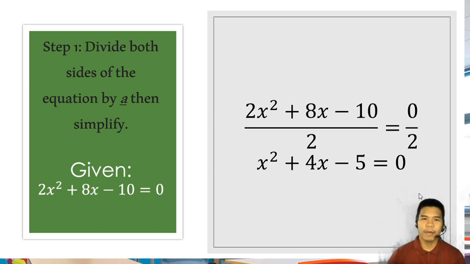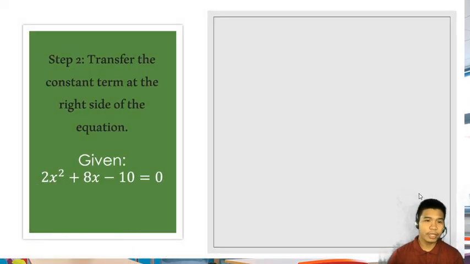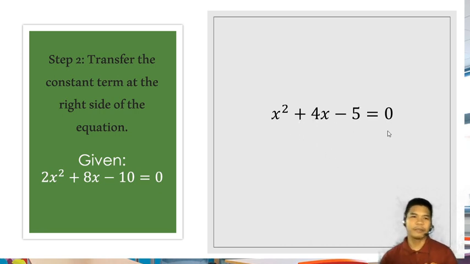So, that is step 1. And then, step 2 tayo. Ito yung natapos, x squared plus 4x minus 5 equal to 0.